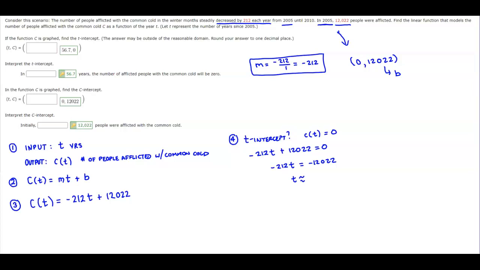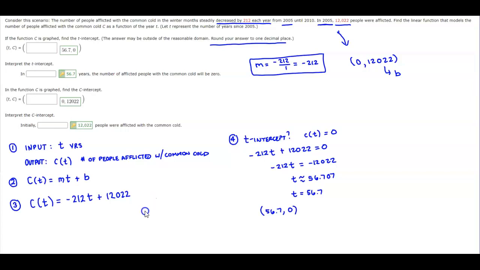And so t, if we approximate that, is going to be 12,022 divided by 212, which is approximately 56.707, and it's telling us to round our answer to 1 decimal place. So therefore t is going to equal 56.7. If we were going to write down our intercept, then it's going to be (56.7, 0). Now you don't need to include the parentheses in your solution since the parentheses are already there.